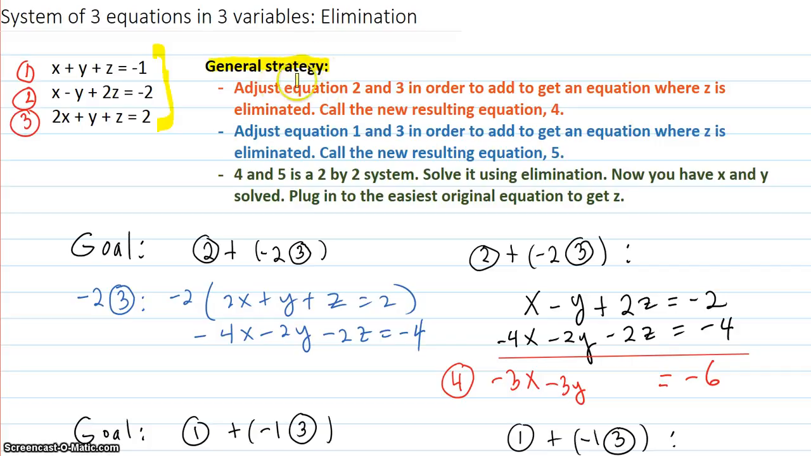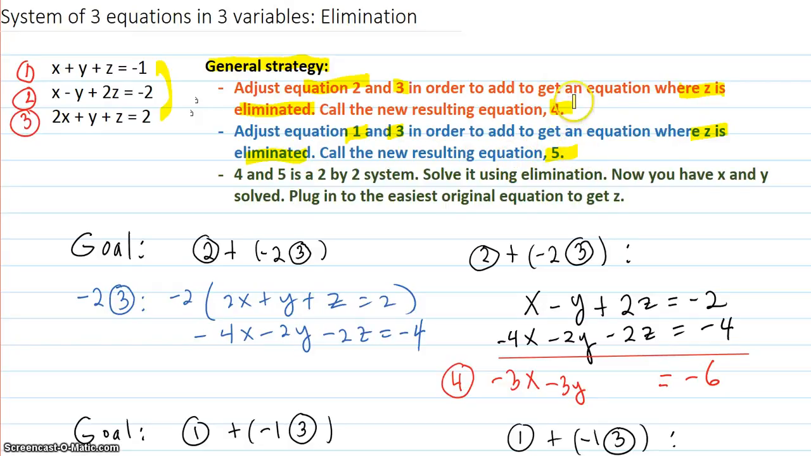We're going to adjust equation number 2 and 3 in order to add them. So we're going to work on these two right here. We're going to add them to get an equation where z is eliminated, and we're going to call that new resulting equation number 4. Then we're going to adjust equation number 1 and 3. So we're going to work on these two in order to add those together to get an equation where z is eliminated, and call the new resulting equation number 5.